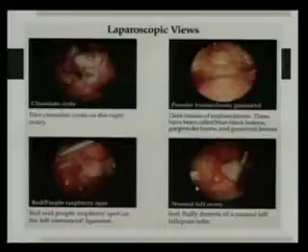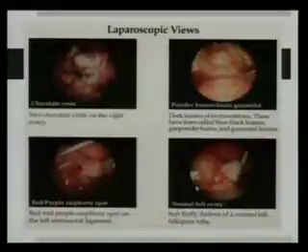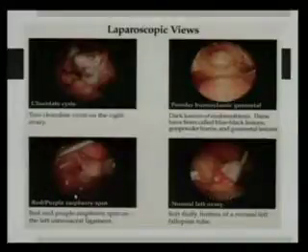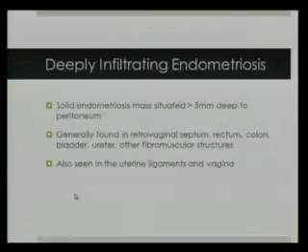Some pictures just to kind of show you more about endo. 2 chocolate cysts here in that first box. Red and purple raspberry spots here. You can see it here. Powder burn lesions, that dark grayish color, and then just normal. So that's the first type.